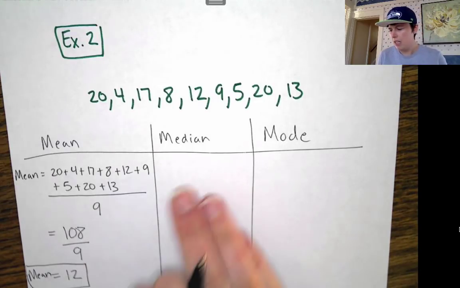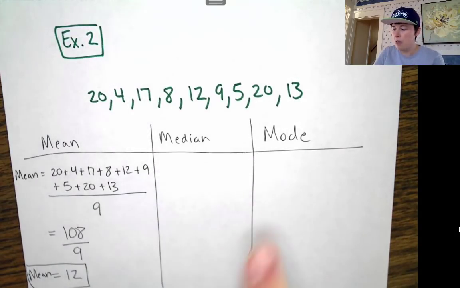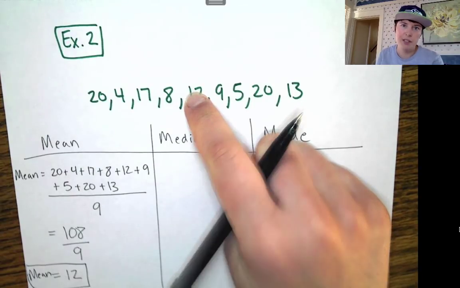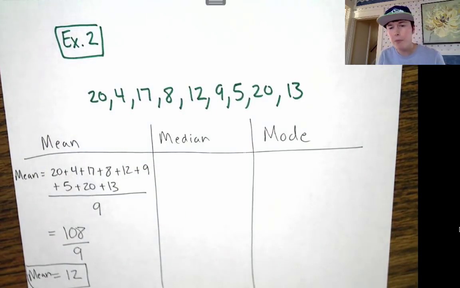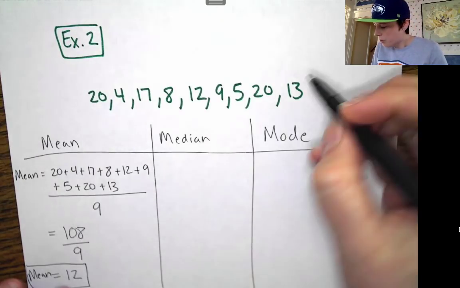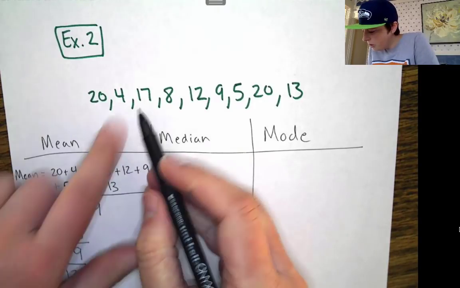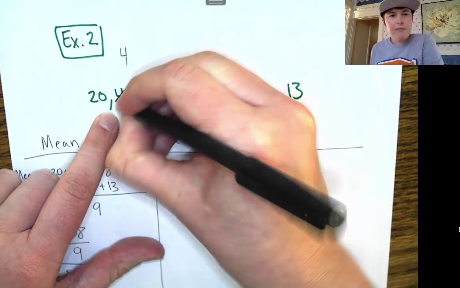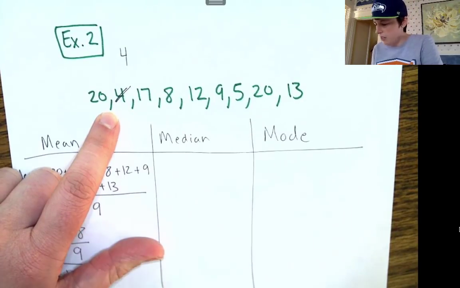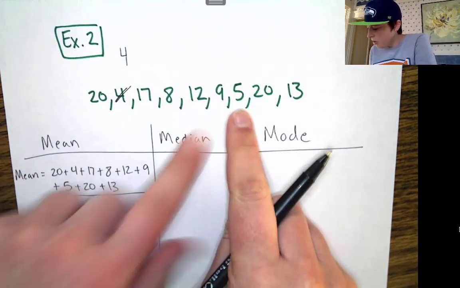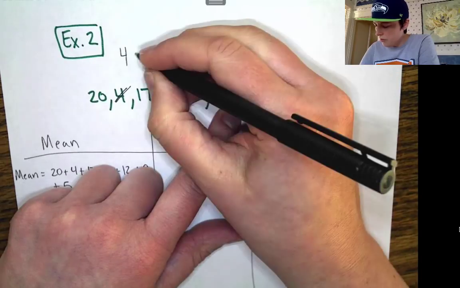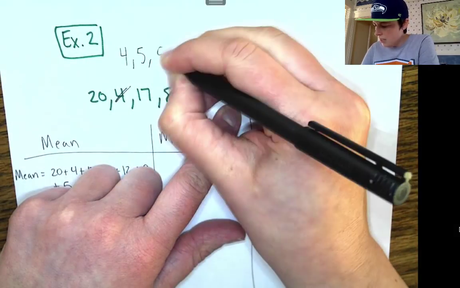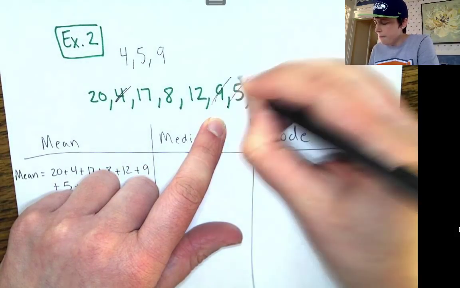Let's find our median. You cannot just go straight to the middle of the numbers. I wish it would be that easy, but we're actually going to have to put them in order first. They're completely out of order. So to find my median, what's the smallest number? Is it 4? I think it is. So I'm going to put the 4 first. I'm going to reorder all these. What's the next smallest number? Oh, there's a 5 and a 9. So I'm going to do the 5 and then the 9. I can cross them both out.